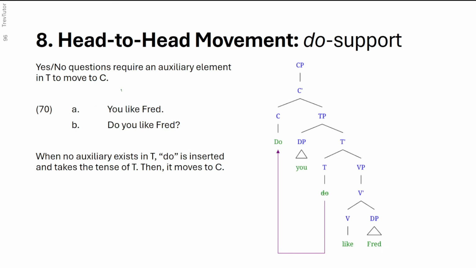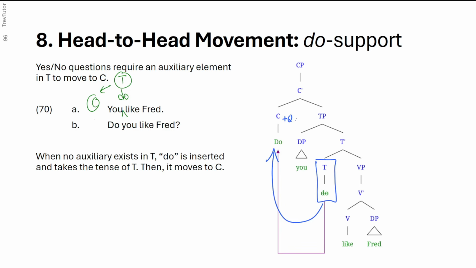So instead, what we have to do is insert an auxiliary do right before the word like. So you do like Fred, and this is going to start in T, and then T is going to move into the C position to get the phrase, do you like Fred? How this works is we don't have any auxiliary, so we're introducing do into T for you like Fred, and then we're going to move that into the C position, where there's a plus Q feature that lets us know this is a question. So if you don't have any auxiliary, you need to insert do under T in order to do movement.